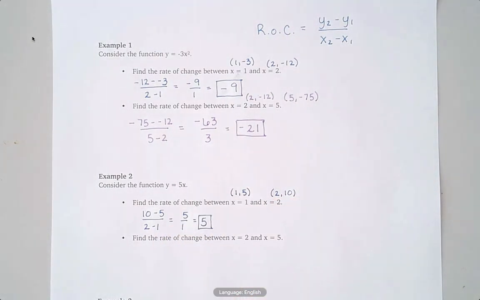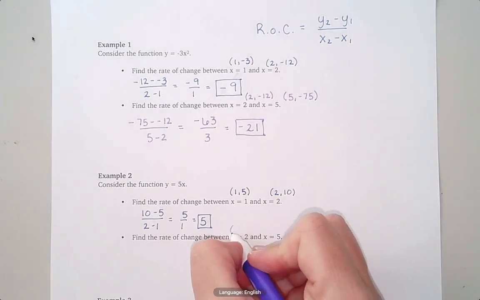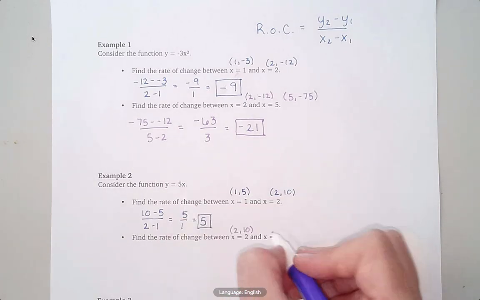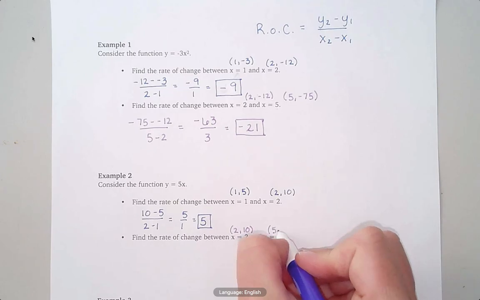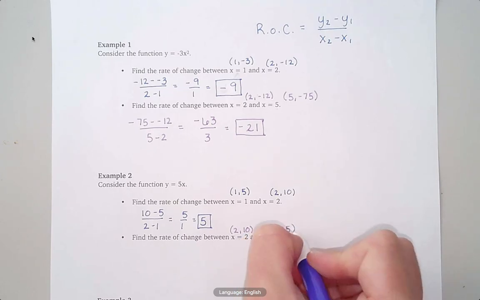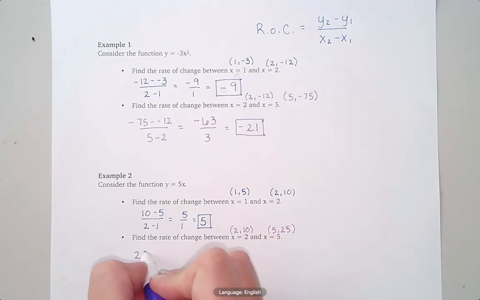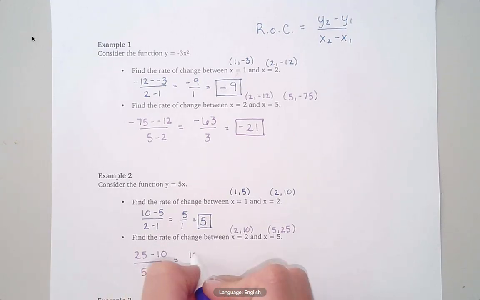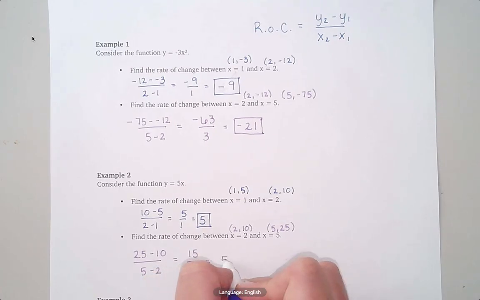Let's look at the next one, x equals 2 and x equals 5. So my x equals 2, again, is 2 comma 10. If I plug in a 5, 5 times 5 is 25. So I end up with 25 minus 10 over 5 minus 2. That's 15 over 3, which works out to be also 5.